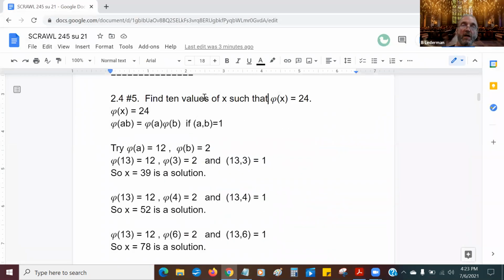Okay, so here we go. 2.4, number 5. Find 10 values of x such that phi of x equals 24. We also know the general formula that phi of AB is equal to phi of A times phi of B if A and B are relatively prime. That means if the greatest common factor of A and B is 1, which means that they're relatively prime.